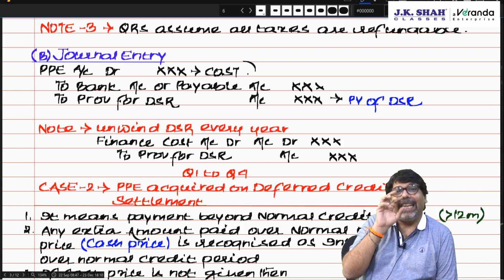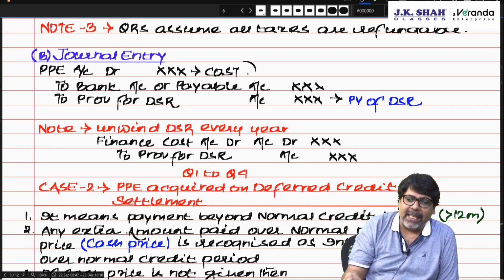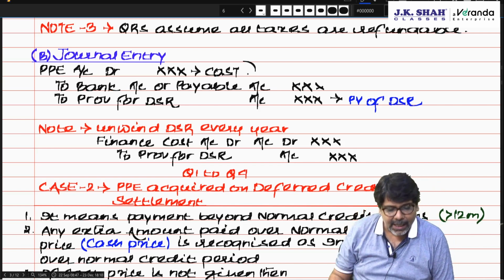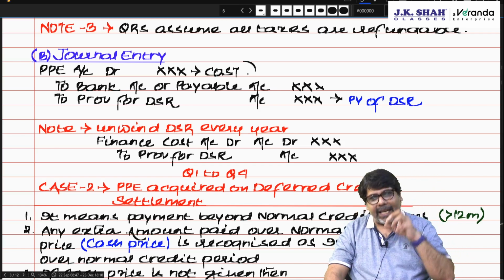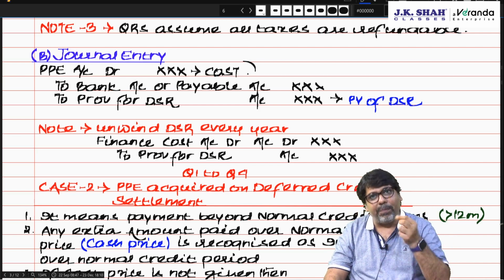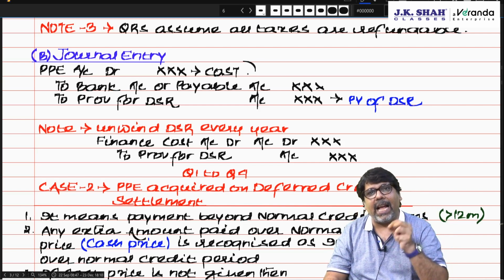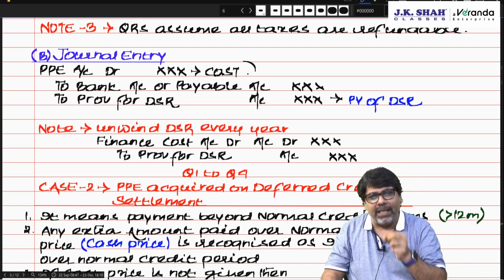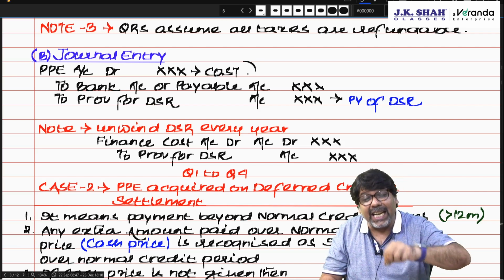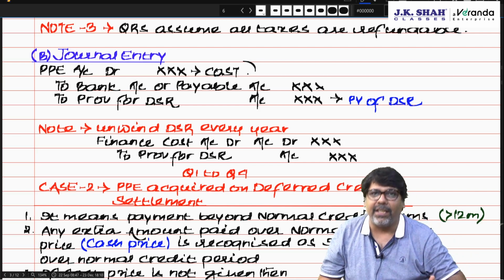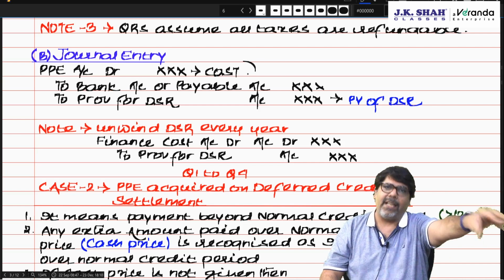No. Intended use of the management as decided at initially. Am I clear? So any expenditure incurred on an asset to bring the asset to running condition and present condition and location as intended by management initially. Initially they thought Chennai. So Chennai ka cost will be added.